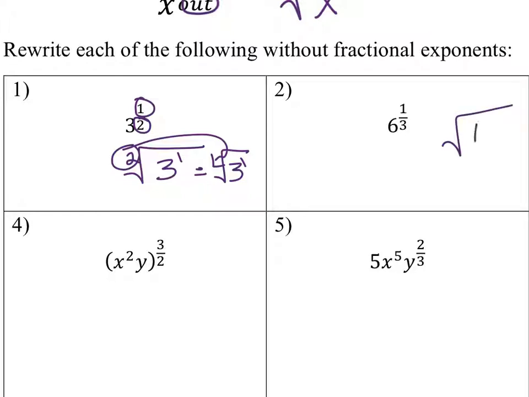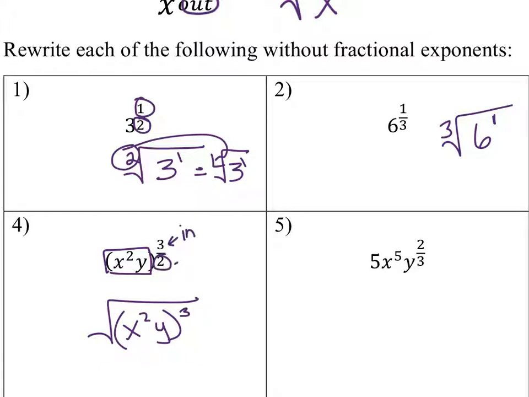So this one, 6, 1 is inside, 3 is outside. Same deal here. This whole mess is being raised to the 3/2 power. So that whole mess goes inside here, and it's being raised, remember that's in, and this is out. So I can just leave it like that. I don't need the 2 there. It's understood that it's there without actually writing it.